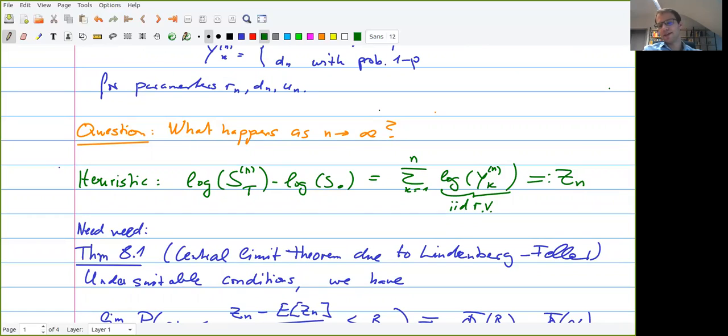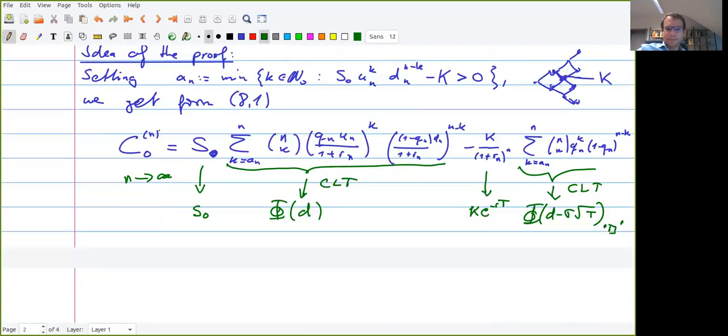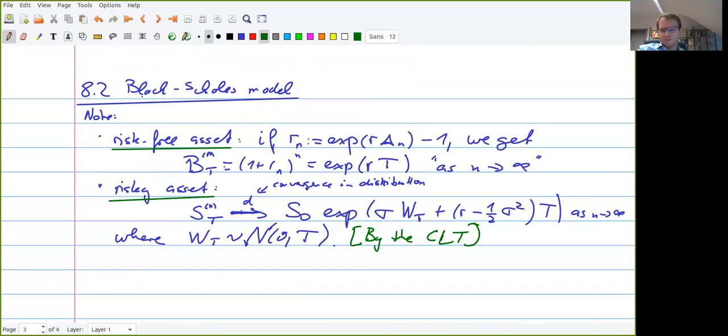If I take the logarithm of my binomial prices, the price in the binomial model at time t, where I have a sequence of random variables, so I get a sum of independent random variables, which converges to some normally distributed object, right? And if I take the log of the binomial model, I converge to something.